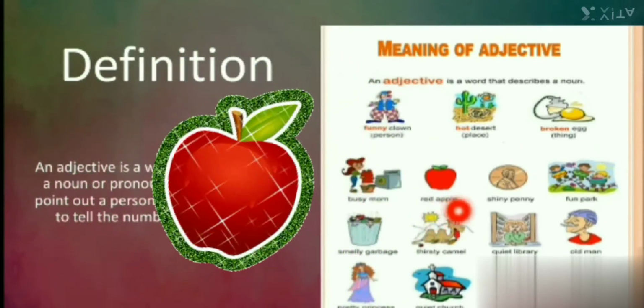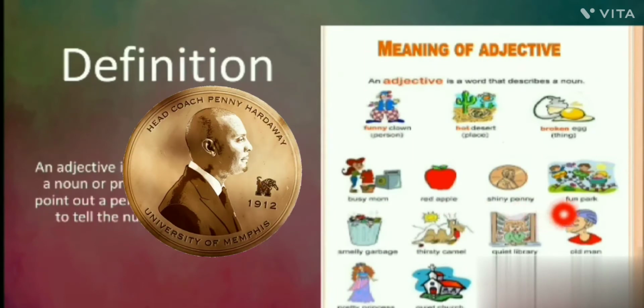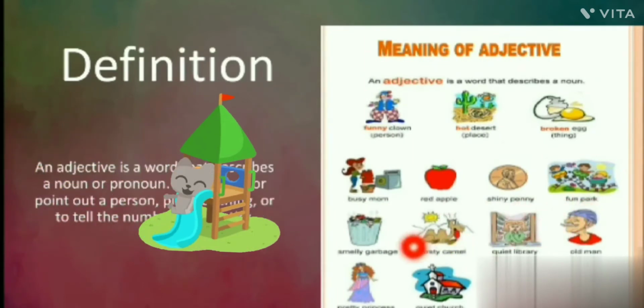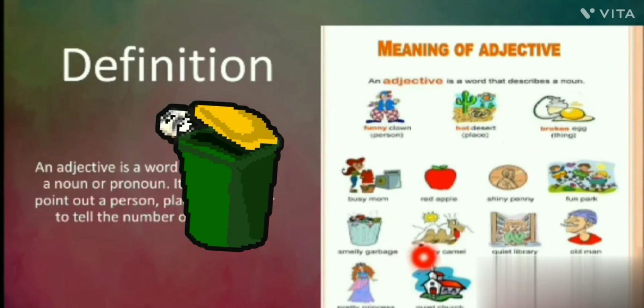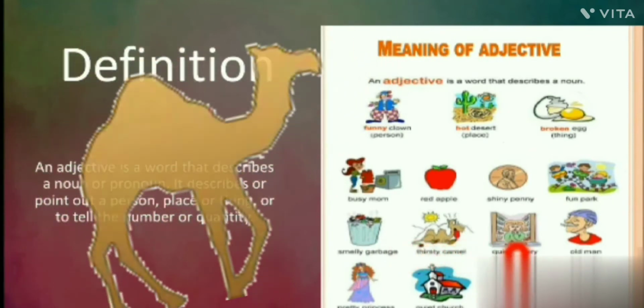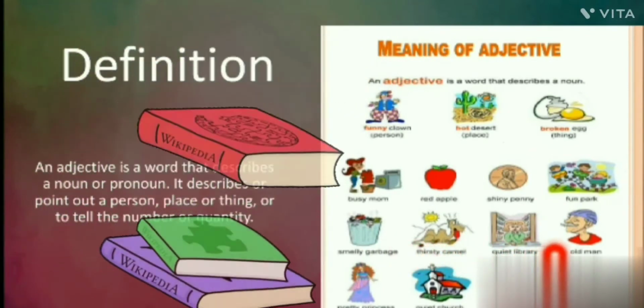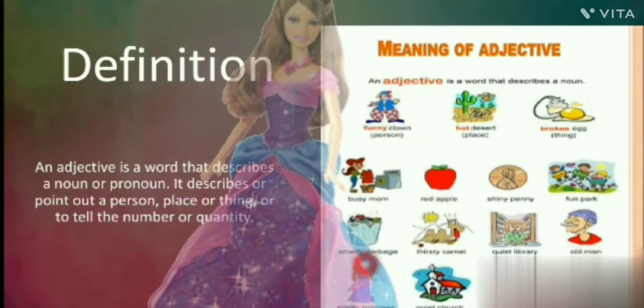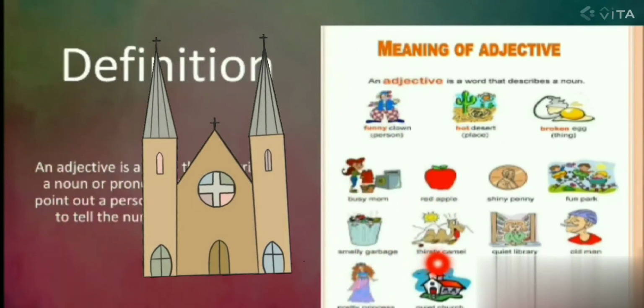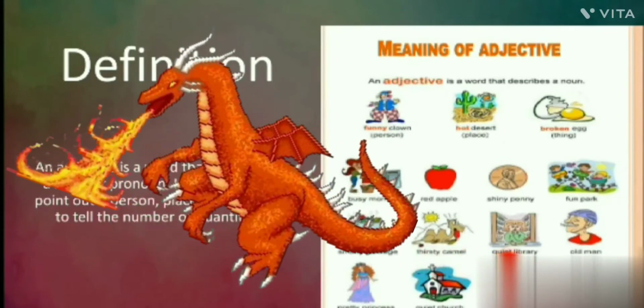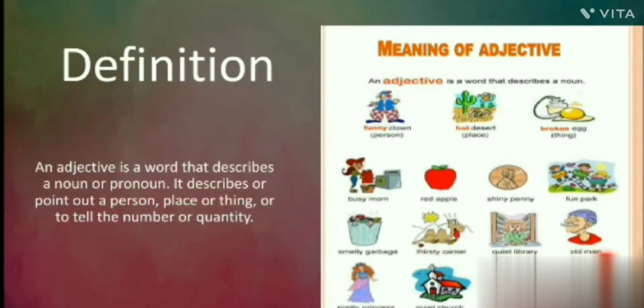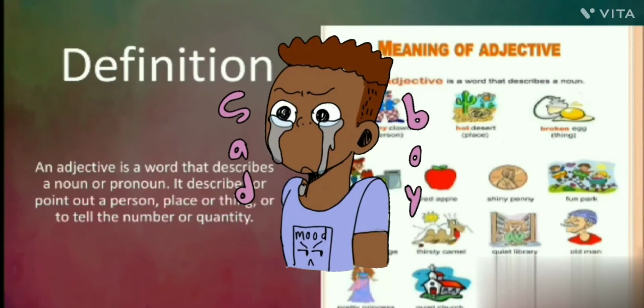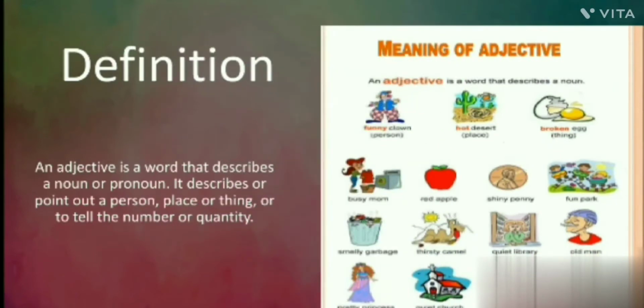Red apple. Shiny penny. Fun park. Smelly garbage. Thirsty camel. Quiet library. Old man. Pretty princess. Quiet church. Sleepy dragon. Sad boy. Now all these words like busy, red, shiny, fun, smelly, thirsty, quiet, etc. are adding meanings to nouns, so these all are adjectives.